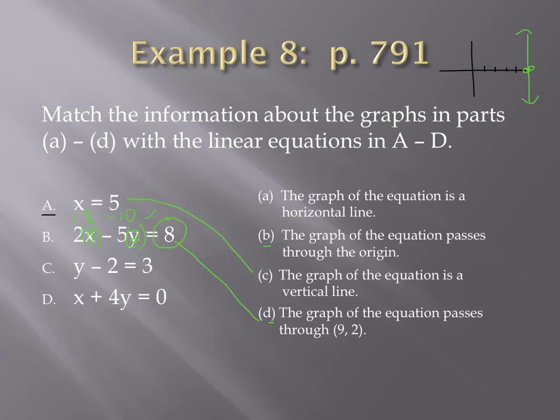y minus 2 equals 3. Adding 2 to both sides, this is the same thing as the equation y equals 5. So if I were to find 5 on the y-axis, I would draw a line straight through that. That's going to be a horizontal line. So that's A. And then D, this line is going to slant, and it's going to go through (0, 0). So through the origin, which is statement B.